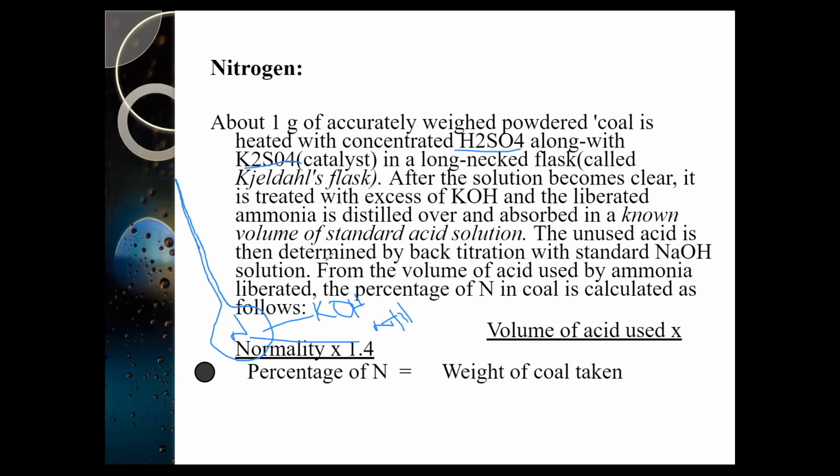This ammonia is distilled over and absorbed in a known volume of standard acid solution. So whatever ammonia is released here is sent to a round bottom flask, which contains the solution of known concentration. That means the released ammonia is sent to the standard acid solution.